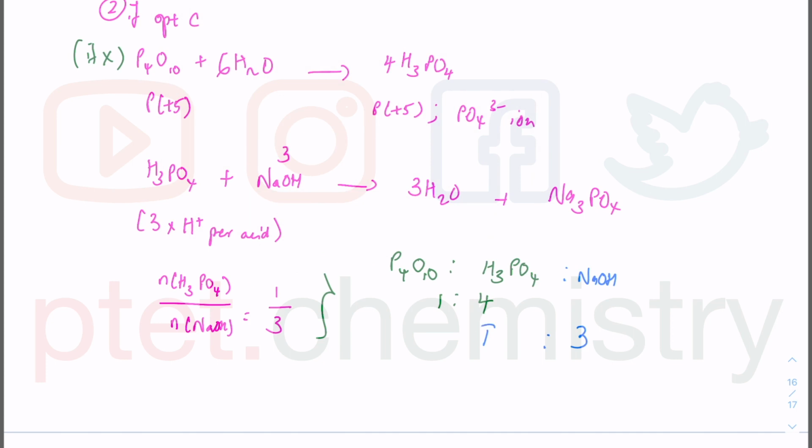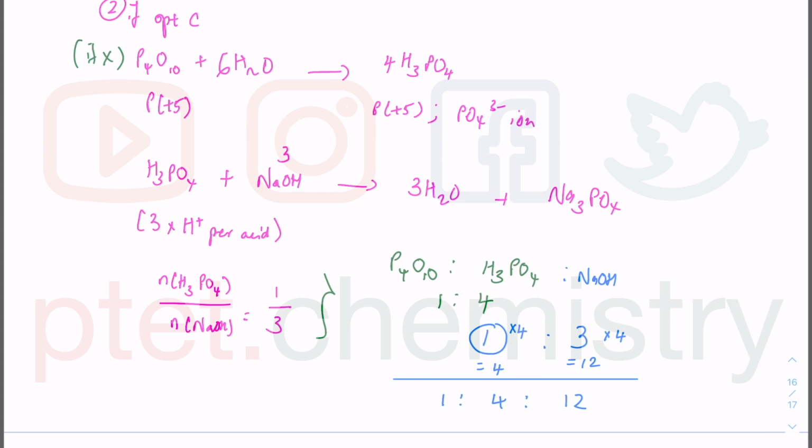This is not the same, this is not 4, so what I can do is multiply this by 4, and whatever I do on that side, I have to do on this side, so that becomes 12. Hopefully you can see now 1 is to 4 is to 12. Now because both of these become the same number, I can compare the same mole ratio. This is actually a shortcut to this calculation.